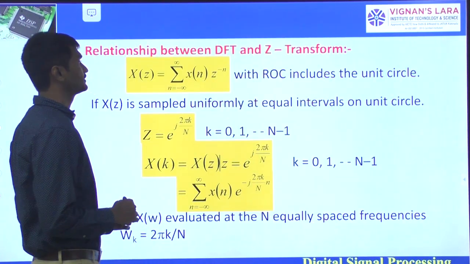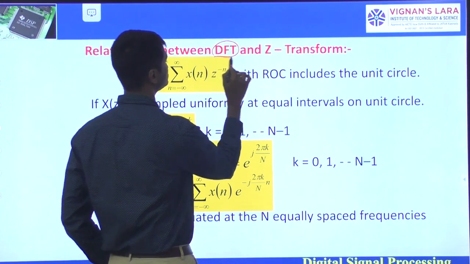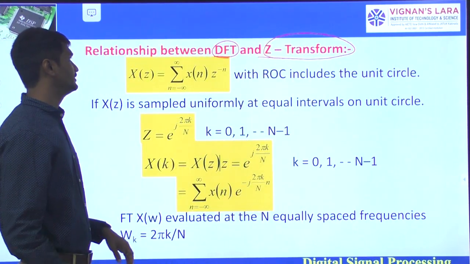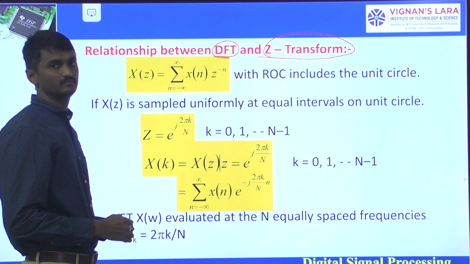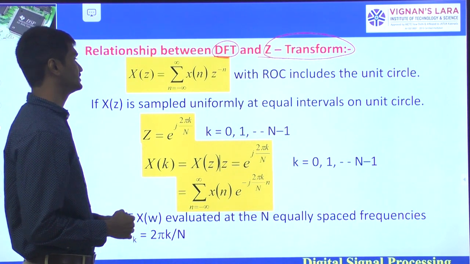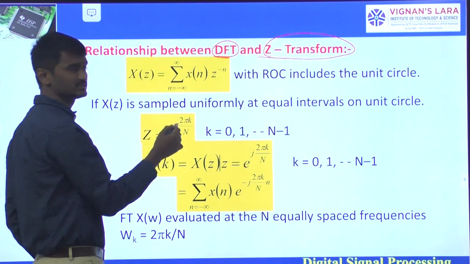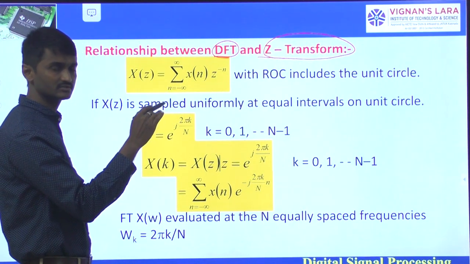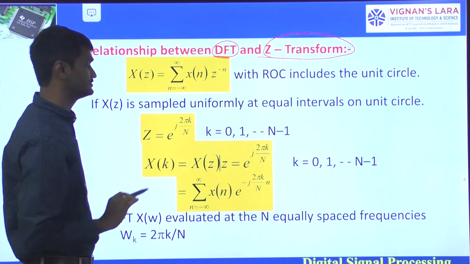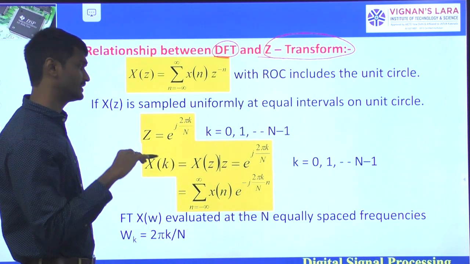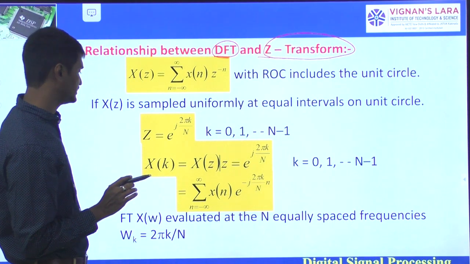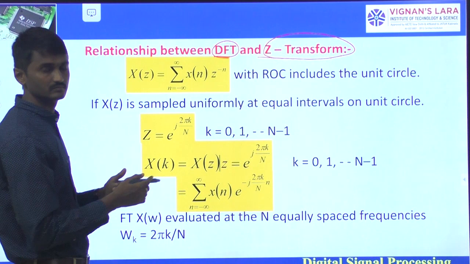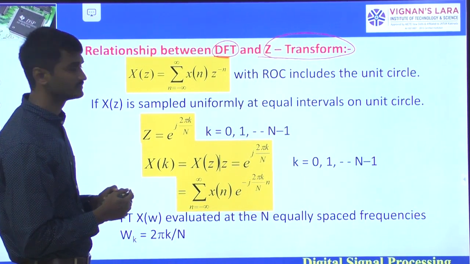So next, relationship between DFT and Z transform. As I already mentioned, X of z is defined for any arbitrary sequences, that is, for finite duration sequences as well as infinite duration sequences. So here it is first defined for an infinite duration sequence, then we have to write it for a finite duration sequence.